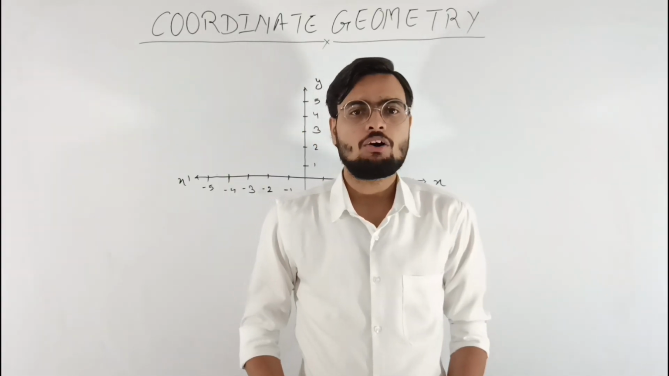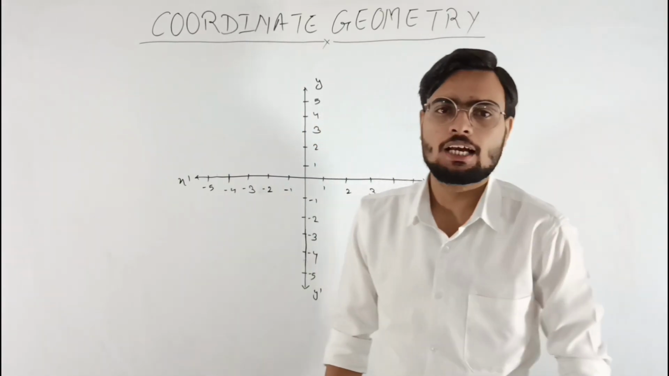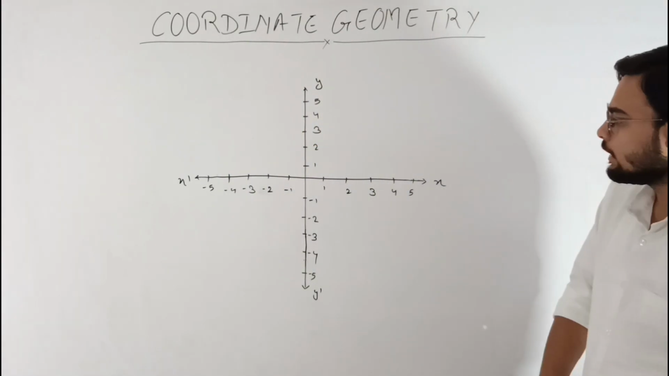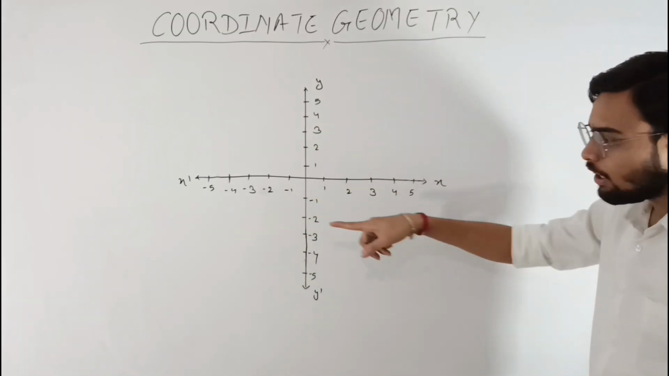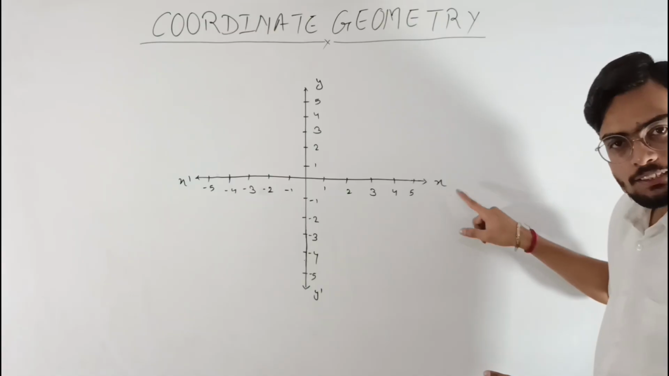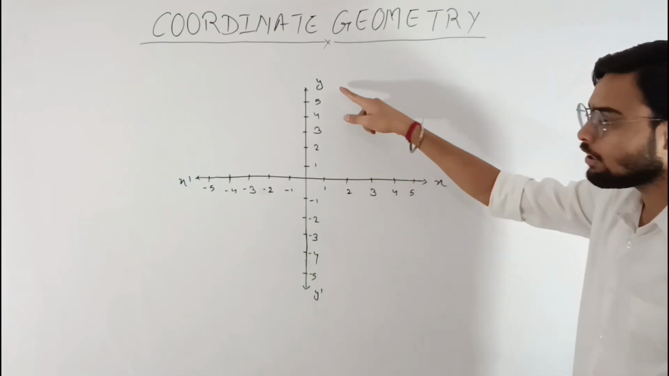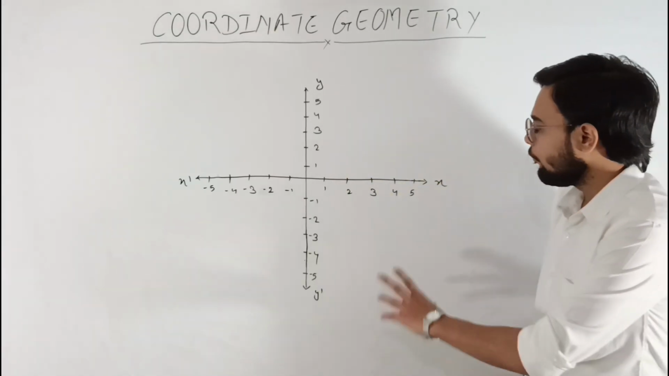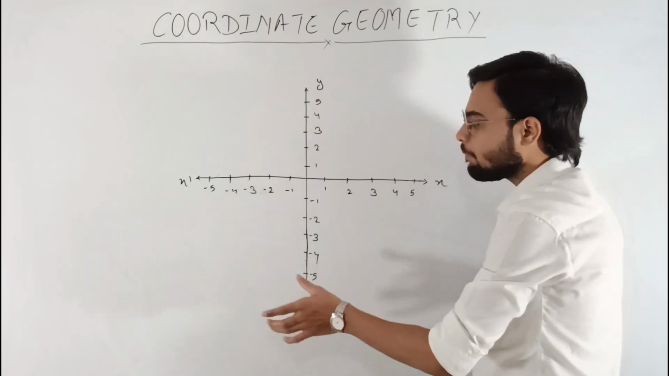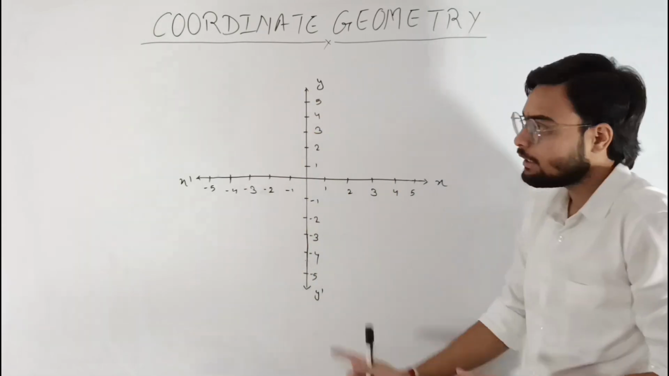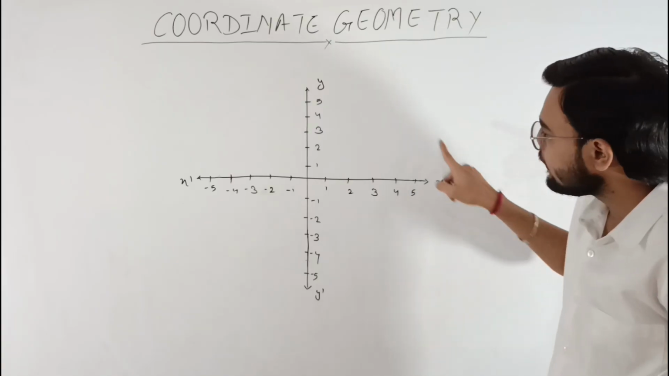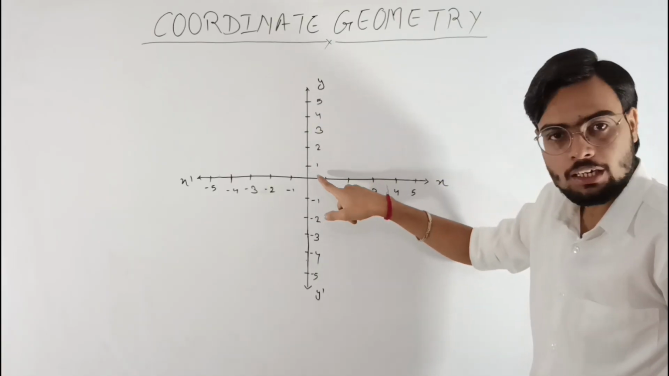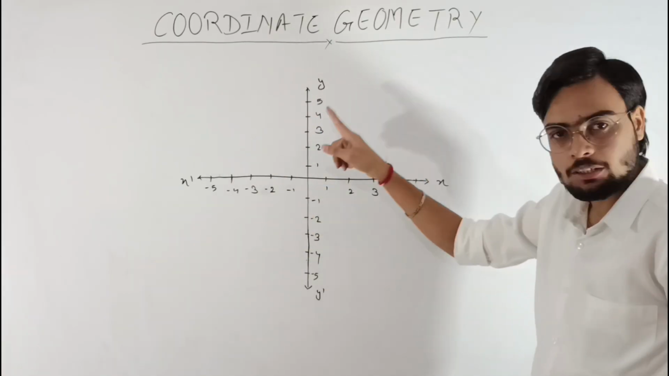First, we revise all the things which we already studied in class 9th. Now look, this is x-axis and y-axis. A horizontal number line is called x-axis, and a vertical number line is called y-axis. When the x-axis and y-axis are perpendicular to each other, then the plane is formed, and this plane is called a Cartesian plane.